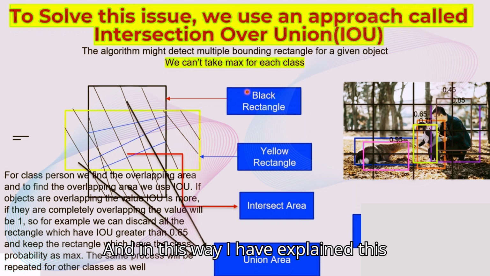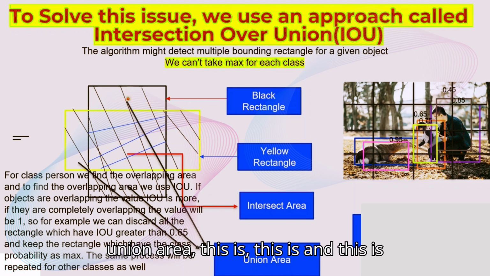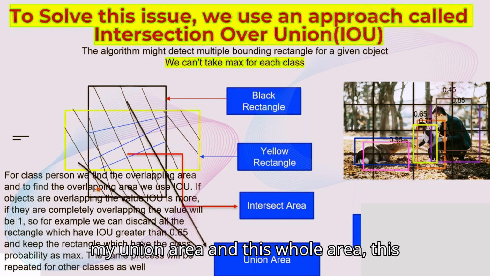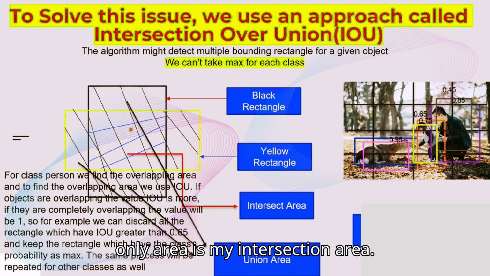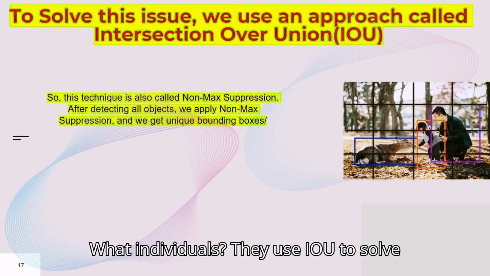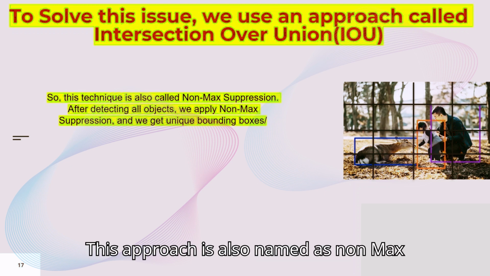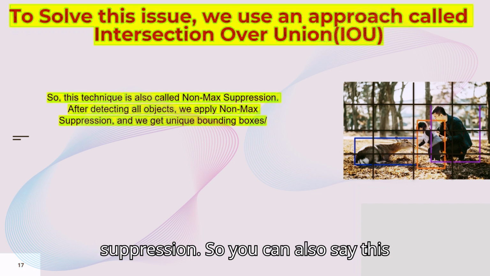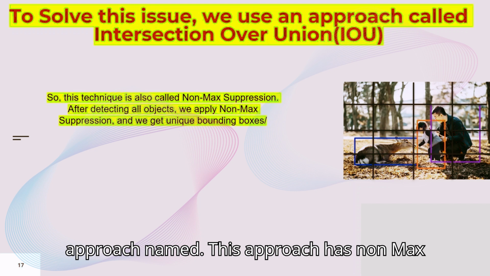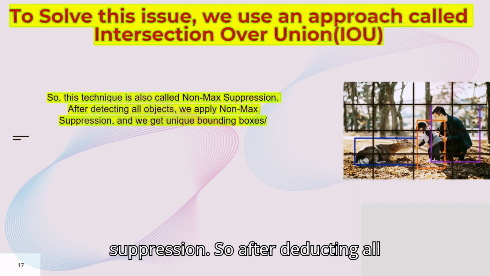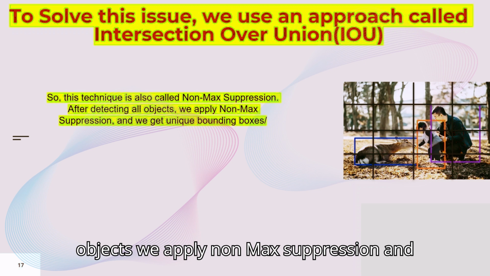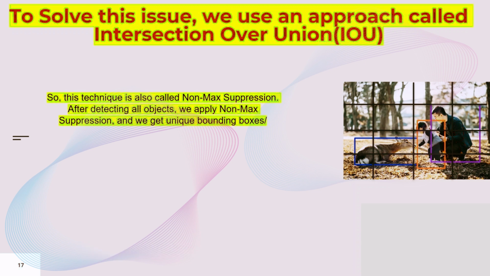This is our intersection area, the inner area of the blue lines, and this whole area is my union area. We usually use IOU to solve the issue of multiple bounding boxes. This approach is also named non-max suppression. So you can also call this approach non-max suppression. After detecting all objects, we apply non-max suppression and we get unique bounding boxes in the output.